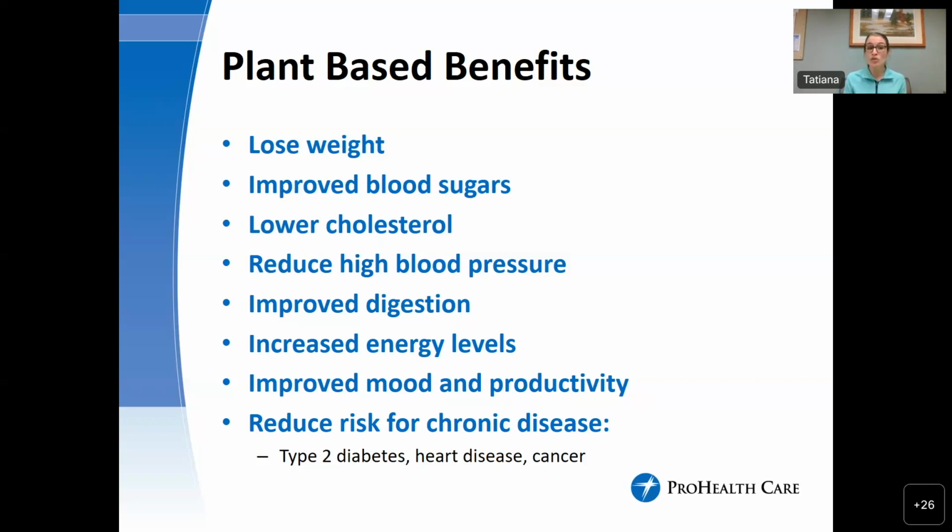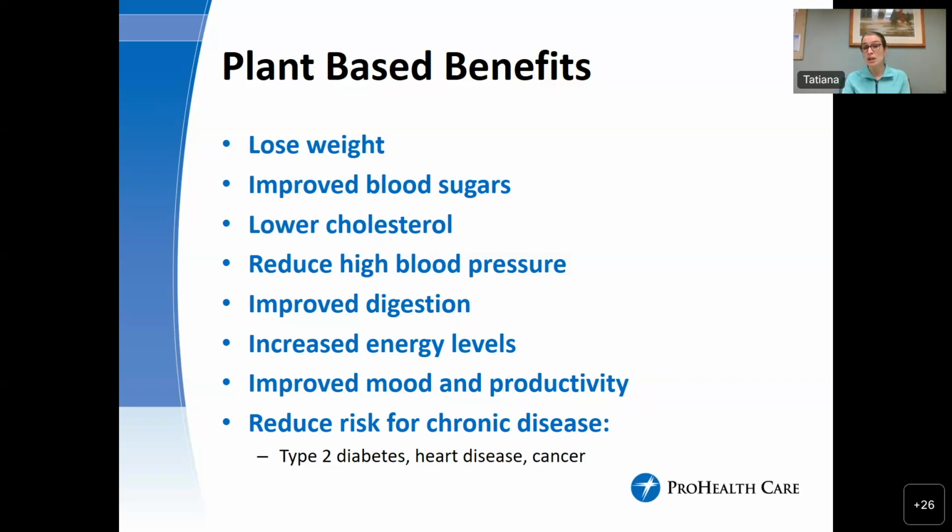We see improvements in cholesterol, one, because of the higher fiber content, and two, because we are not adding or consuming added oils. We're not eating those processed foods, those saturated fats that come from animal products. We can see an improvement in those cholesterol values.